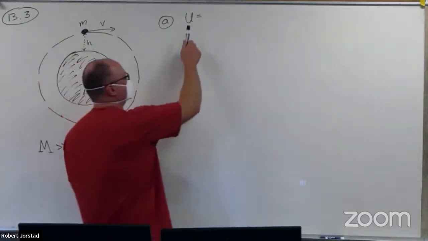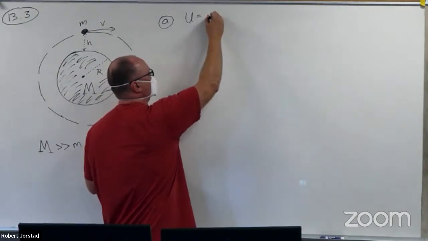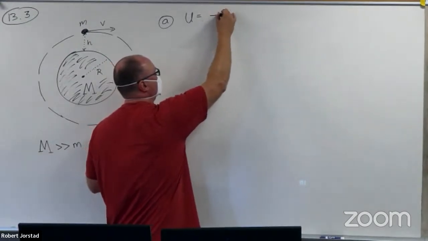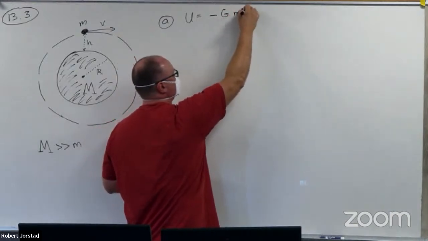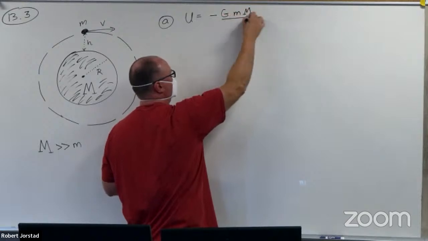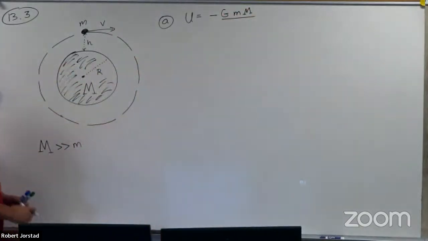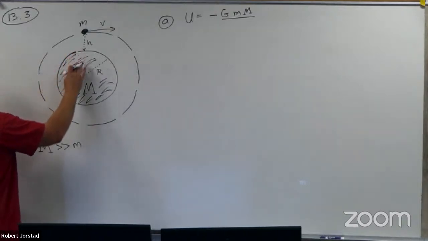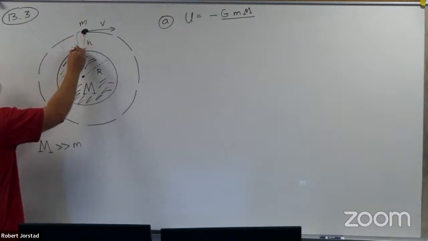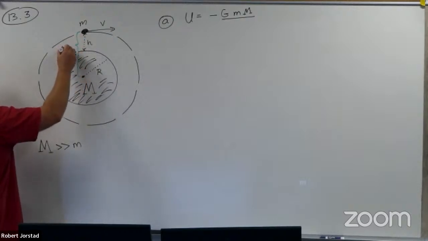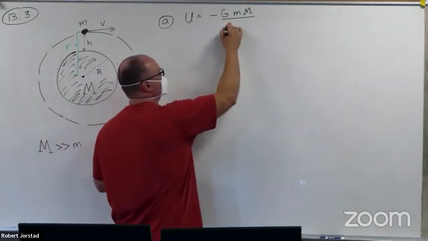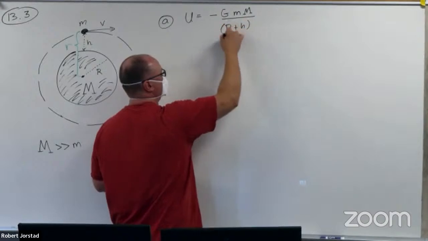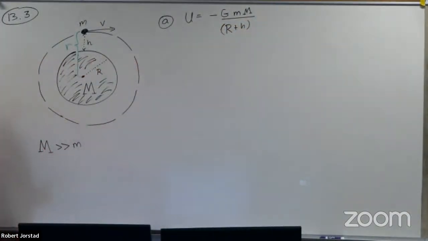What's the equation for U? Negative G. I need the two masses. What do I divide by? Is it R or R squared? Now, what is R in this case? The center to center distance. So R plus H. That's the radius I need to use. So that's the answer for part A.